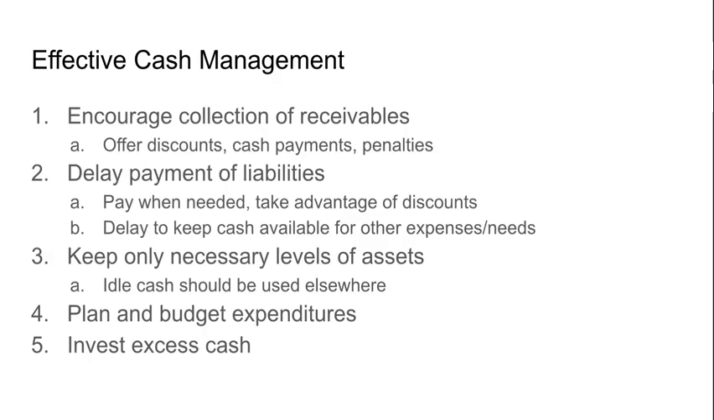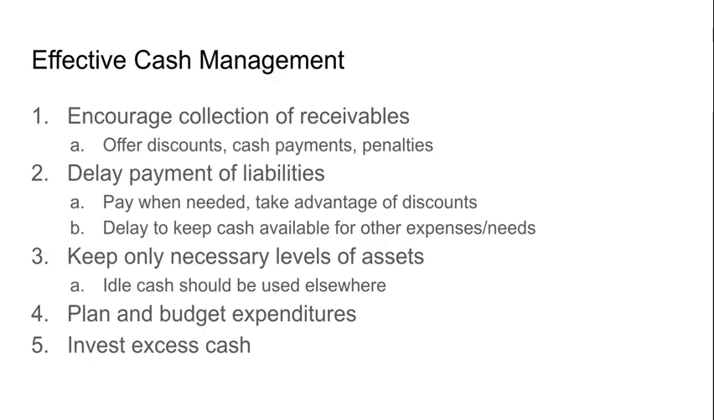Now, number two says delay payment of liabilities. So, number one, we want people to pay us as quickly as possible. But number two, we want to pay people as late as we need to, because again, we want to keep that cash as long as we can. So we just try to pay when we need to. Like when we see those 15 days to pay for a discount, we'll pay on that 15th day instead of just paying on day one. We want to keep that cash available just in case we need it, in case of a rainy day.